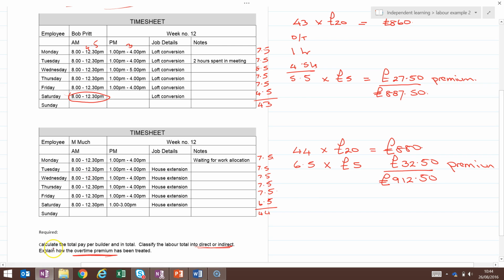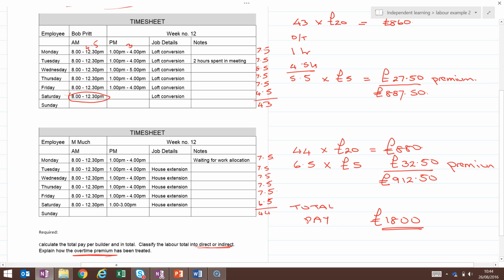So look at what's required. Calculate the total pay per builder. So we've done that, and in total. So let's just add the two together. So total pay, 887.50 plus 912.50, £1,800. So that's the first part of that one done.